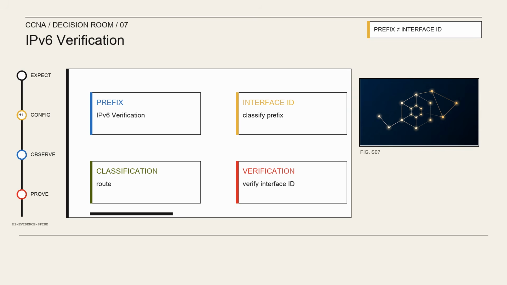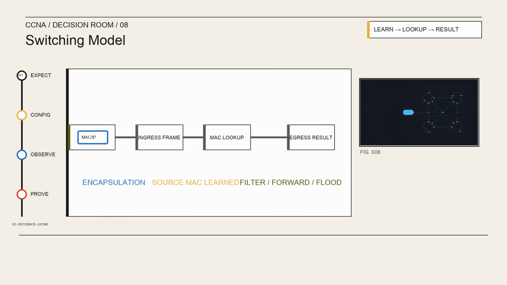For IPv6, keep the prefix length separate from the interface ID, normalize before compressing, and classify the address before asking whether it is routed. The habit is predict first, then verify with show ip interface brief or show ipv6 interface brief. Here is a switching trap that reveals whether your mental model is solid.